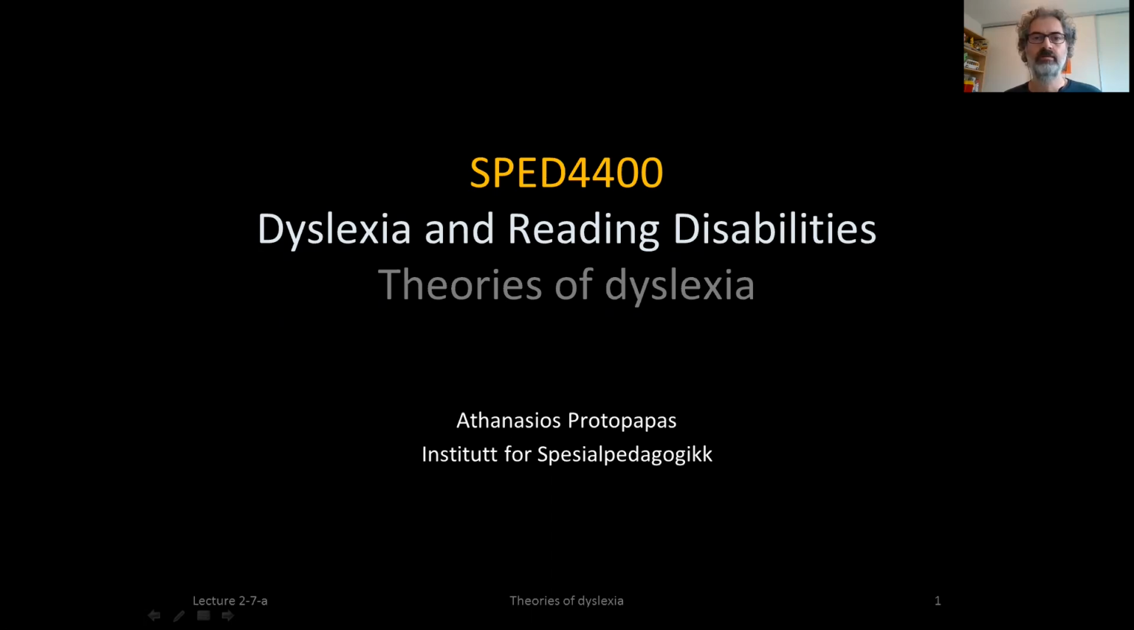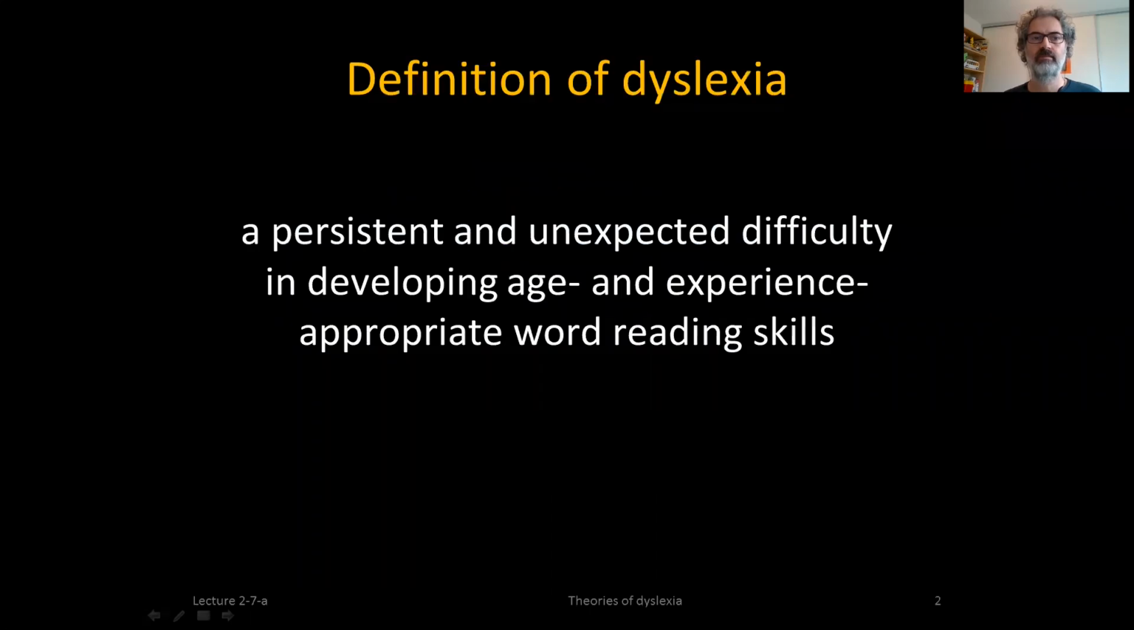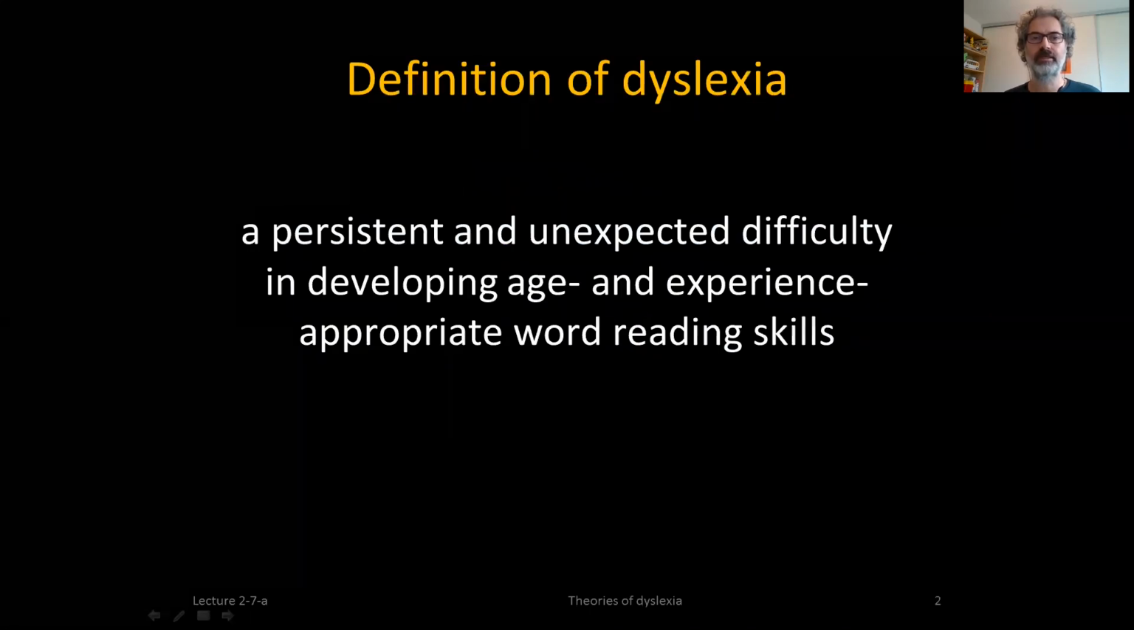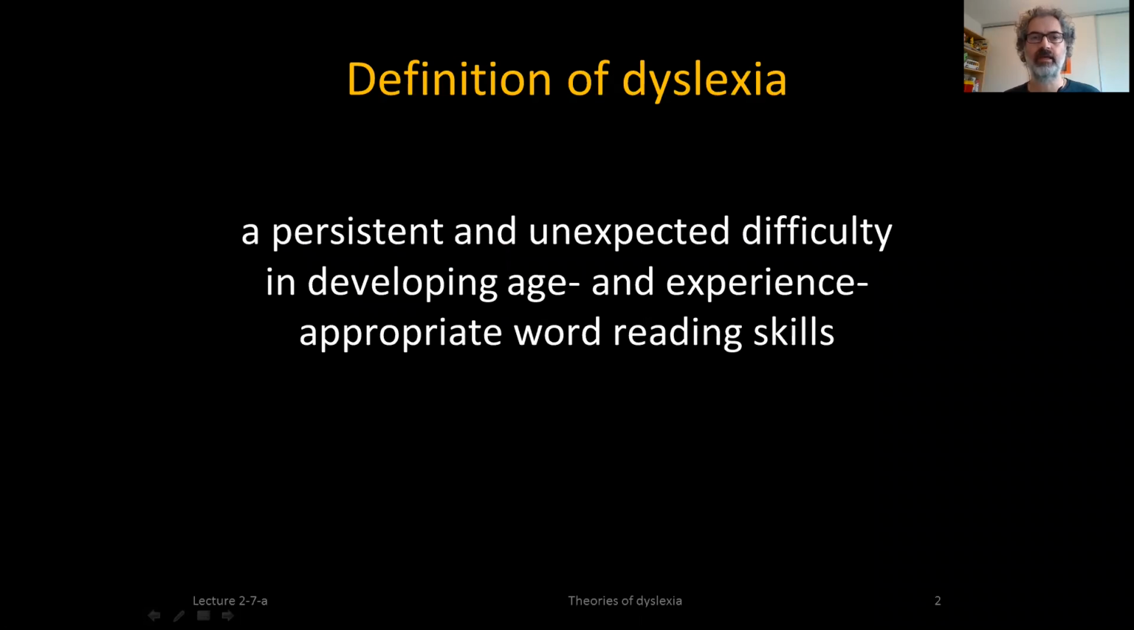In this video, we will talk about theories of dyslexia. First, a definition of dyslexia. Dyslexia is a persistent and unexpected difficulty in developing age-appropriate and experience-appropriate word reading skills. So reading skills at the word level, not the text level, not about comprehension.